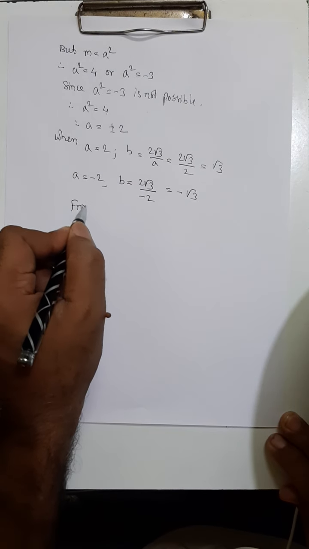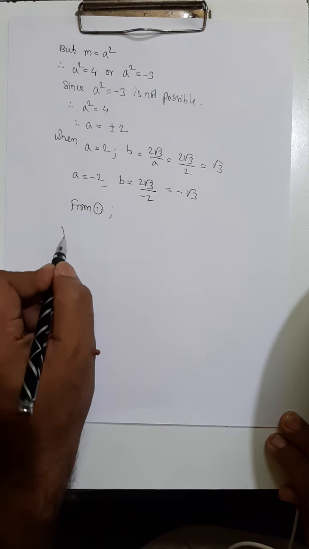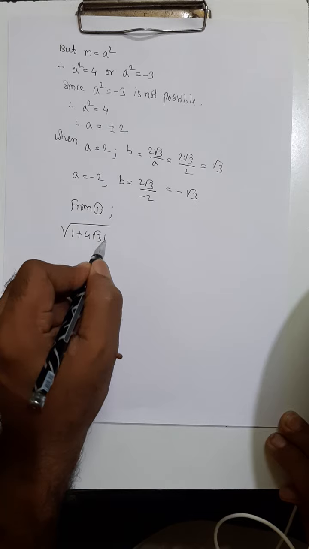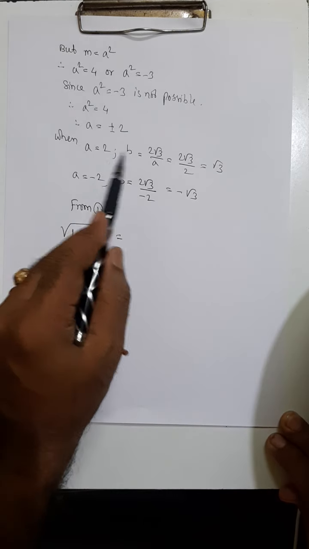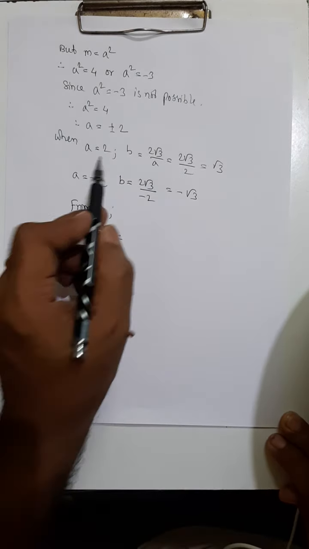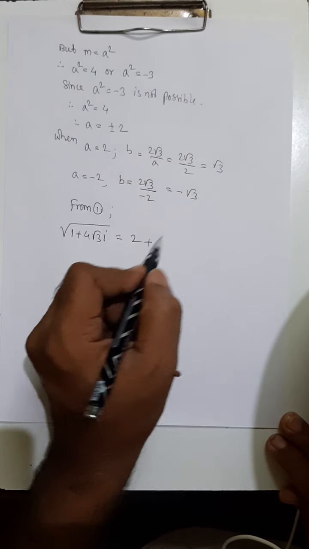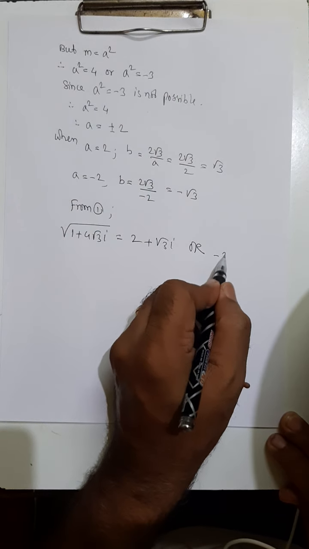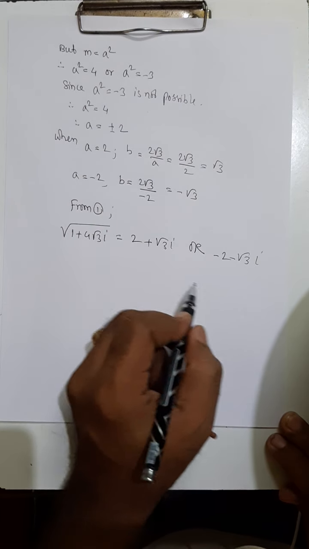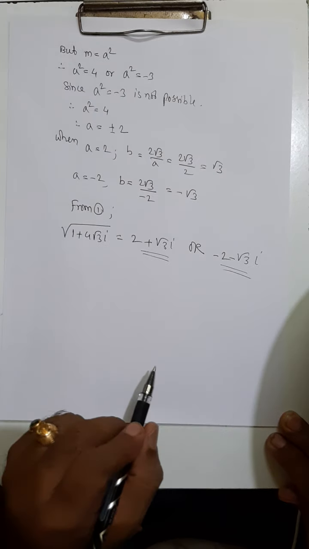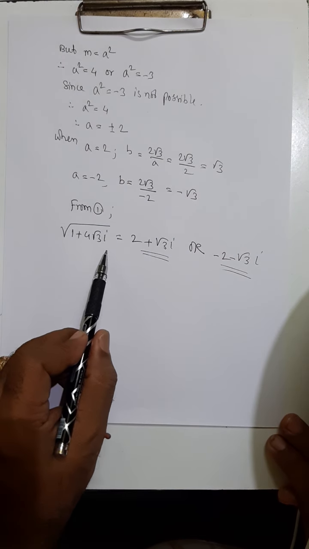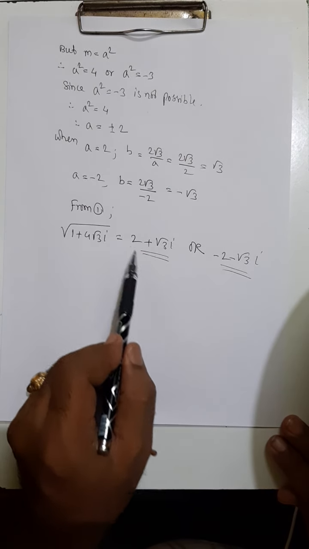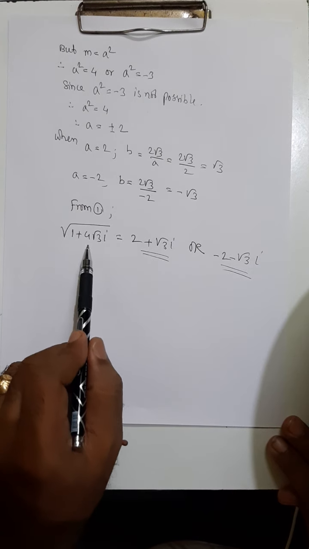So from equation 1, we get the square root of 1 plus 4 root 3i is equal to, we substitute the values of a and b in equation 1. So first pair a is 2, b is root 3i, or the second value minus 2 minus root 3i. Note that this is the required square root of the given complex number 1 plus 4 root 3i. You can check the answer by taking the square of this number. If you take the square of this, always you will get 1 plus 4 root 3i.